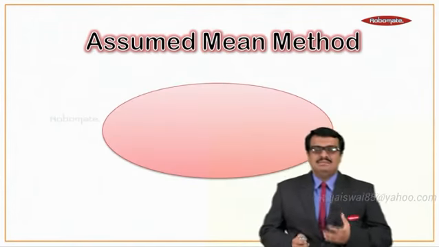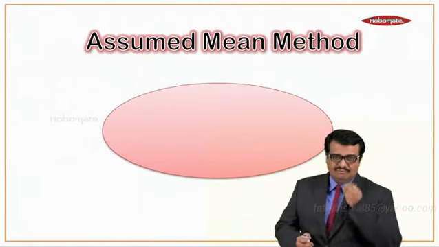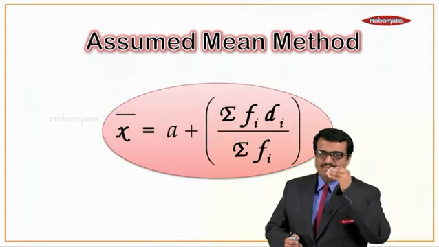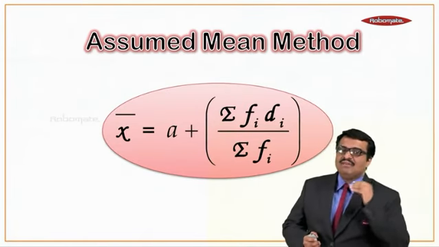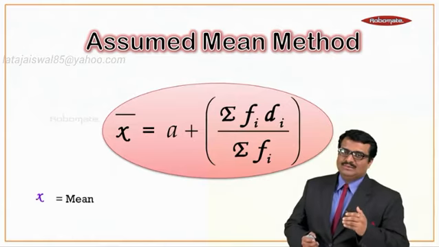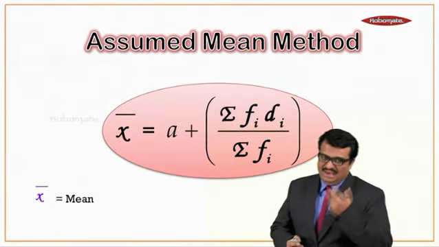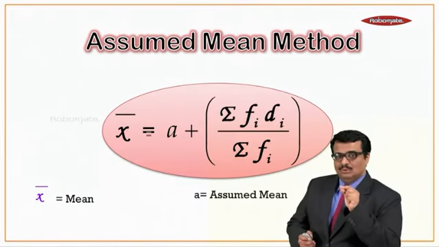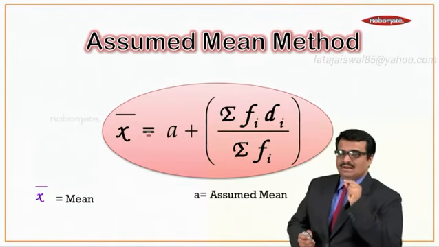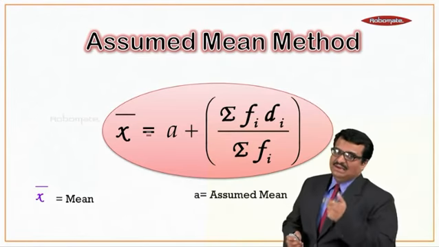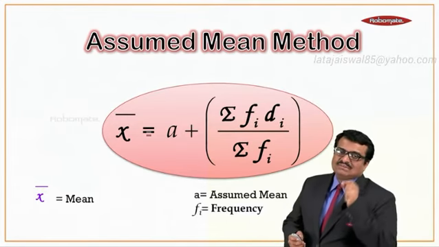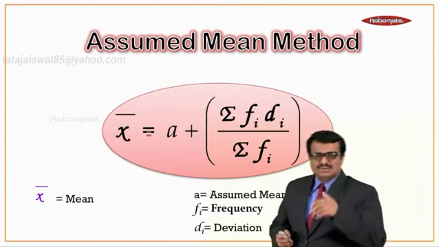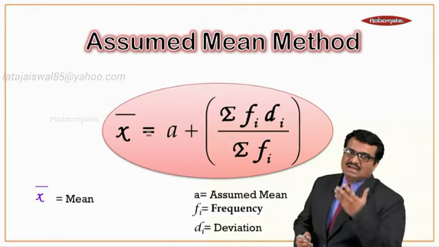Okay. Assumed mean method, how do you get the value of mean? There is a formula: x bar is equal to a plus sum of fi di upon sum of fi. What are these terms? This x bar is nothing but the mean. a is the assumed mean. We will assume a value as the mean, that is called assumed mean. How to assume this mean, I'll tell you later. fi stands for frequency and di stands for deviation. We will understand all these terms when we start a sum.